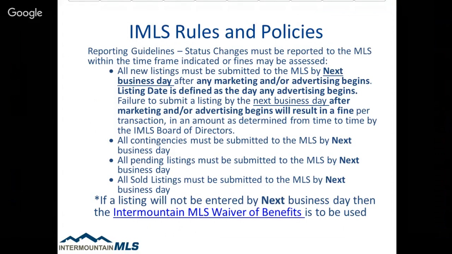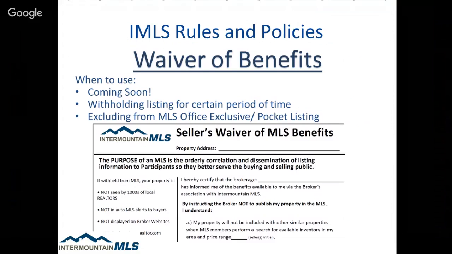And if it's not going to go into the MLS by that next business day, then the waiver of benefits has to be used. So basically, it's either in the MLS or you have a waiver of benefits. There's no third option. The waiver of benefits is a signed document by your seller that basically lets them waive the privilege of having a listing in the MLS. It means this listing, this broker is not going to have that listing in the MLS.